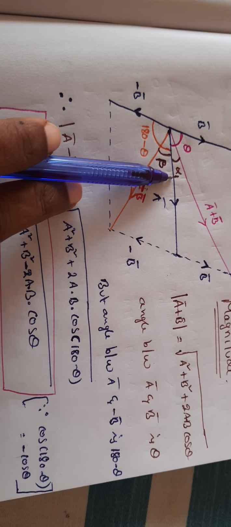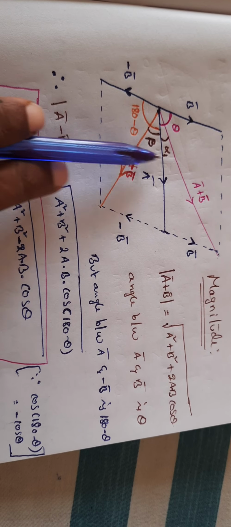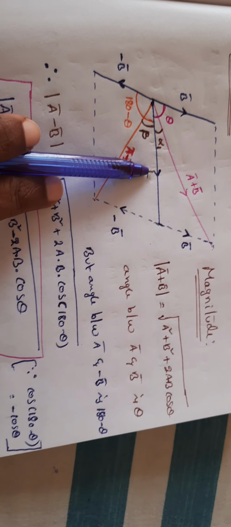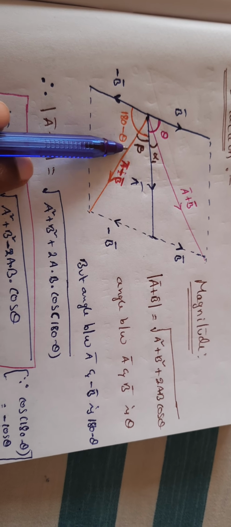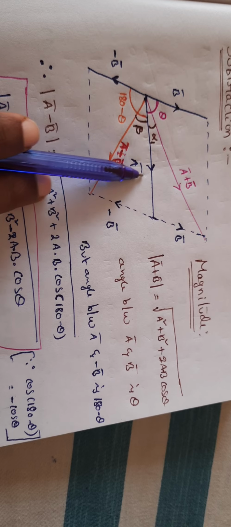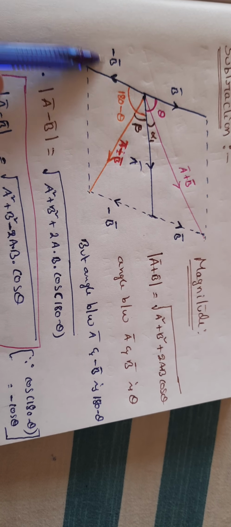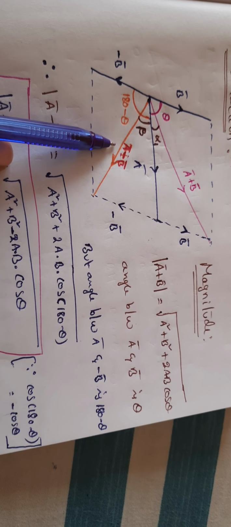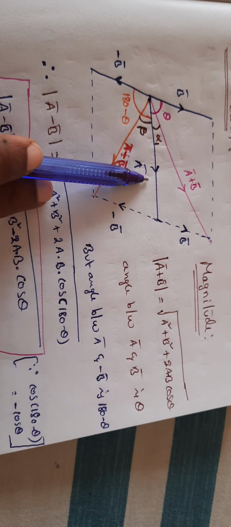Here we go with the same definition. How we have defined the direction of the resultant with respect to the first vector, yes, we are doing the same here also. Here in this case, a bar is the first vector, minus b bar is the second vector, and beta is the angle made by the resultant a bar minus b bar with a bar.